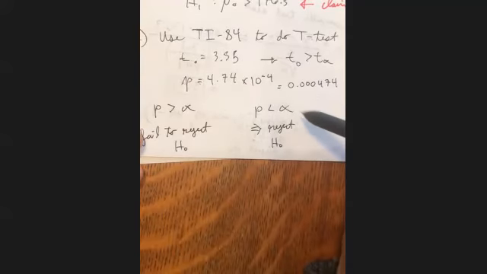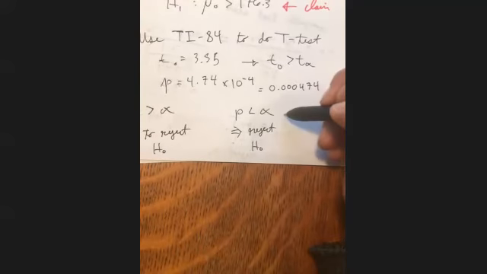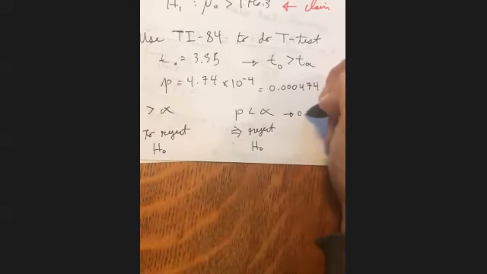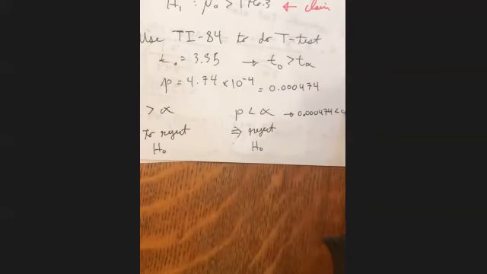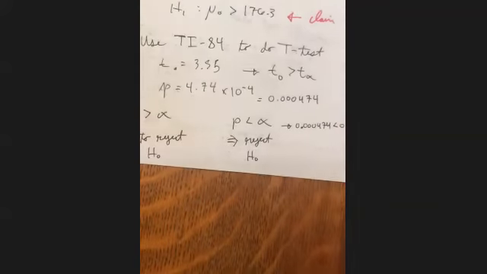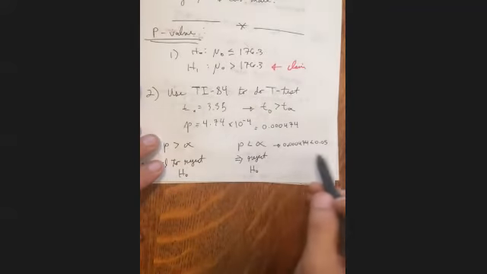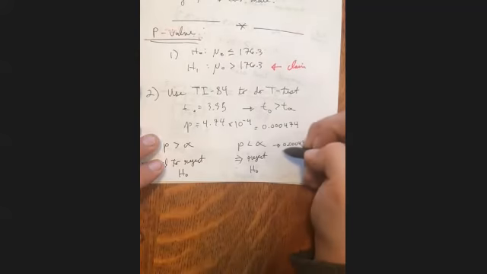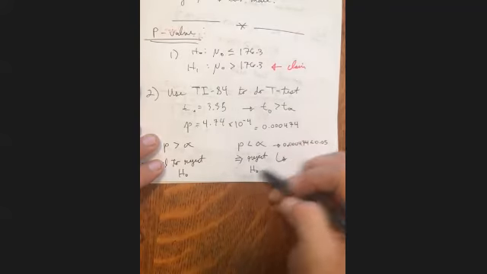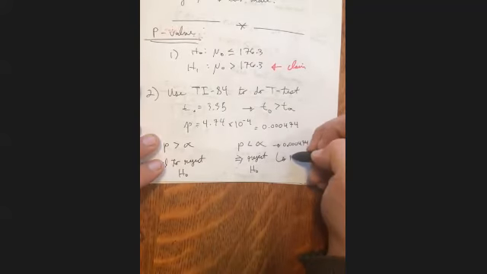So for us, our alpha was 0.05. So we can see that 0.000474 is definitely less than 0.05. So just using the p-value approach, we could see that we would reject the null hypothesis.